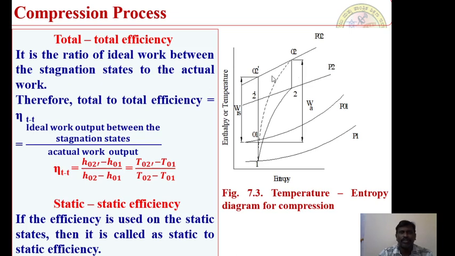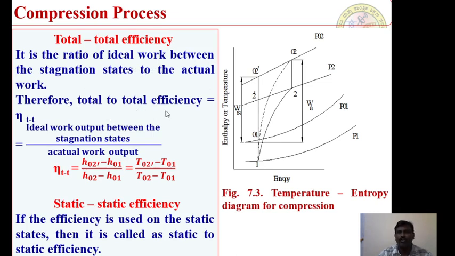Therefore, we have to define the total to total efficiency for a compression process also. When we are talking about the compression process, there are two efficiencies which we have to consider for the evaluation. One is total to total efficiency, the other static to static efficiency. So now I am talking about total to total efficiency. It is the ratio of ideal work between the stagnation states to the actual work.